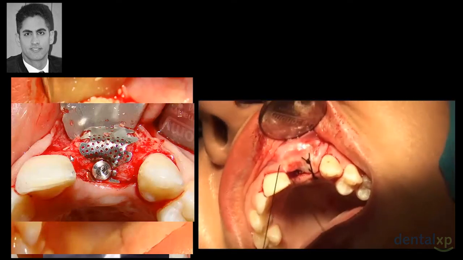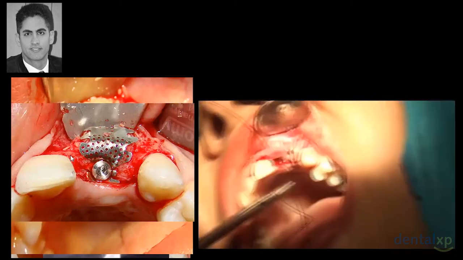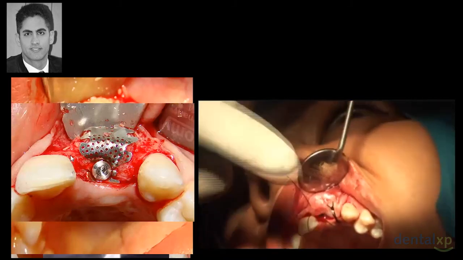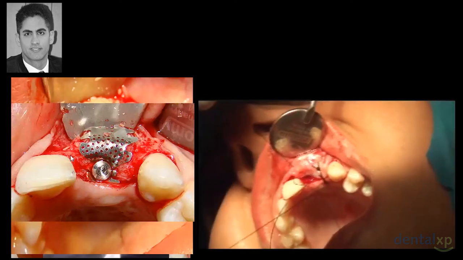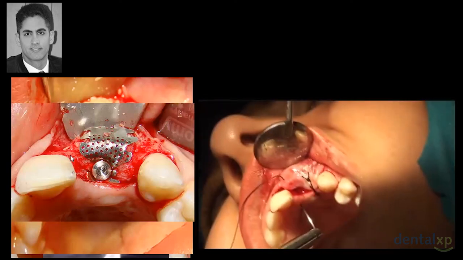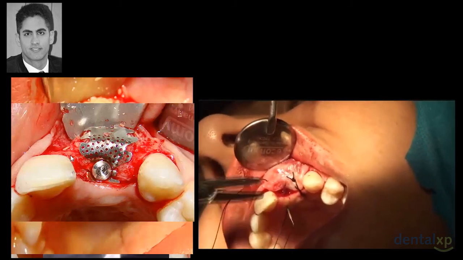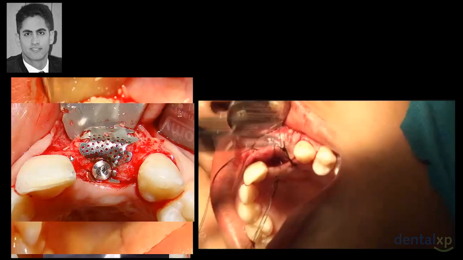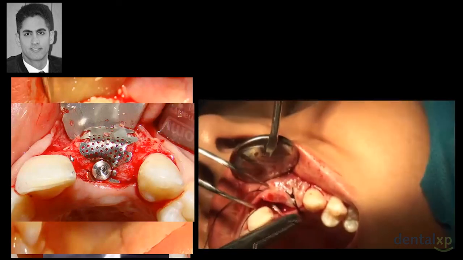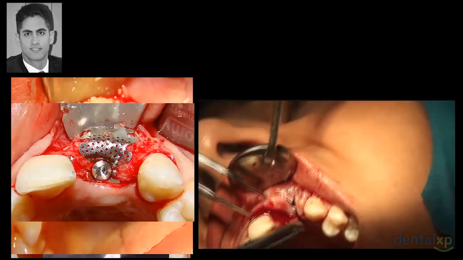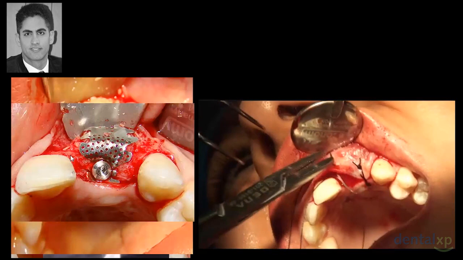How much time should I wait for this grafting material to mature? Well, the regeneration usually takes about 6 months, so I should wait for 6 months. Then I'm going to remove the mesh and place the healing abutment to form the tissue, and we're going to check if at that time another soft tissue grafting is necessary or not.